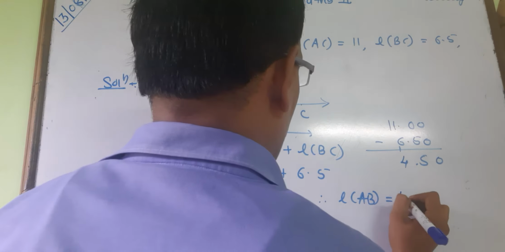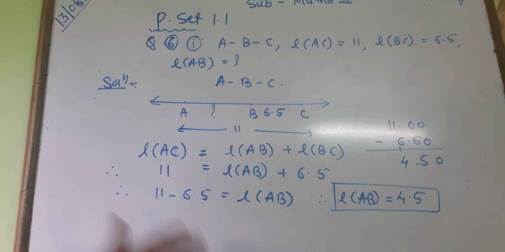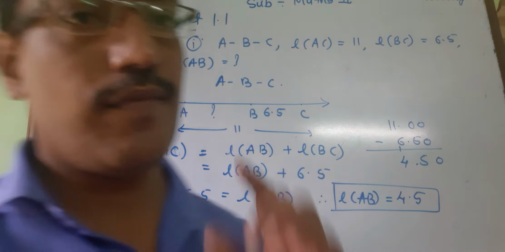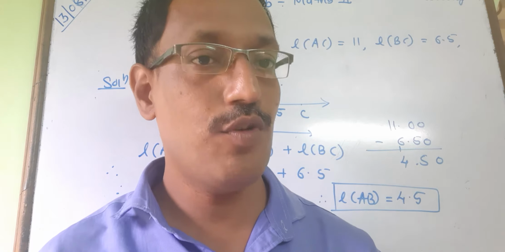So the answer is 4.5. Thus we got the length of AB is 4.5. So this completes the sixth sub question of the first question. Let us move towards the third one.